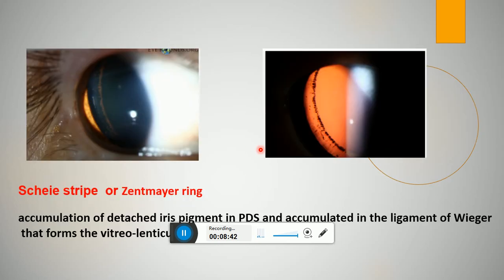Next is lens examination. Pigment granules may be deposited on the interior surface. There may be a line called sky stripe or Zentmeyer ring. This is a ring of pigment on the peripheral or equatorial surface around the zonular insertions. Here you can see.